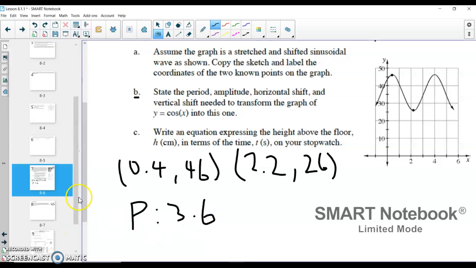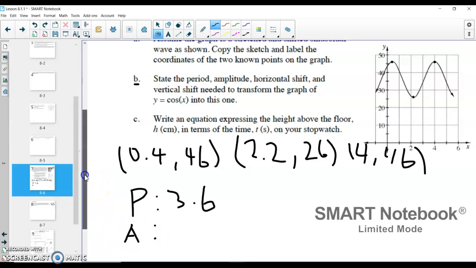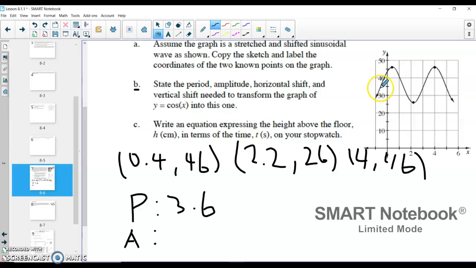Okay? Now that's important, and we'll use that as we continue on. And really, if we wanted to see another point that would make that more clear, 1.8, another 1.8 would put me at 4 seconds, and at 4 seconds, I would be back at 46 centimeters, and you can actually see that point right here at 4, 46. And that's the entire period then of 3.6, brings you back to the start. The next thing is the amplitude, and with the amplitude, okay, we need to figure out how high this is going from its midline, okay?